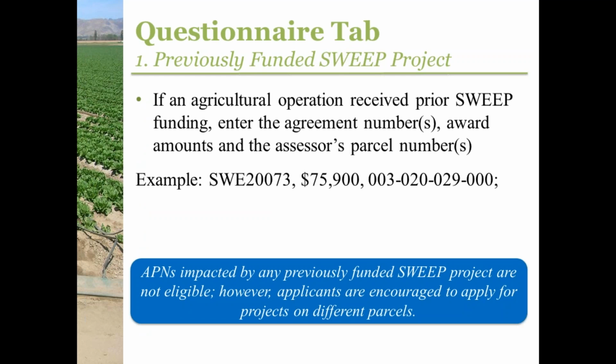So within the questionnaire tab, there's the previously funded SWEEP projects. Here we need to know if you've received SWEEP funding before, and we're going to want to know the SWEEP project identification name, as well as the total amount of money that was received, and the assessor parcel numbers that are affiliated with that project. One thing to keep in mind is you're not allowed to receive SWEEP funding for that same APN as you received from a prior operation. So keep that in mind, please. We do encourage you to apply for different APNs as well.